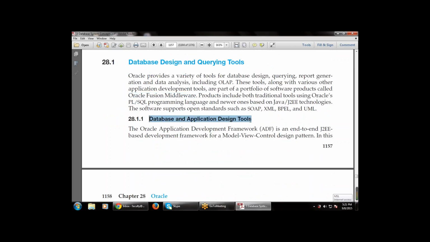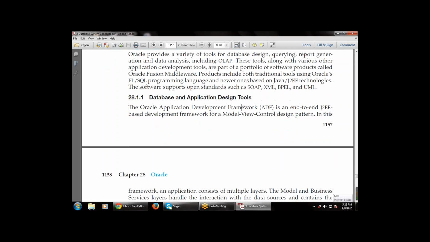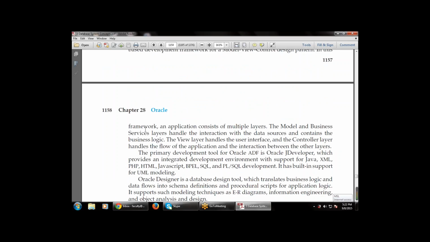And next is the database and application design tool, that is an end-to-end J2EE based server program framework that is based on the model view design pattern. In this framework, an application consists of multiple layers, and the model and the business service layers handle the interaction with the data sources and contain the business logic. That is, the business logic is used for the various database administration blocks.